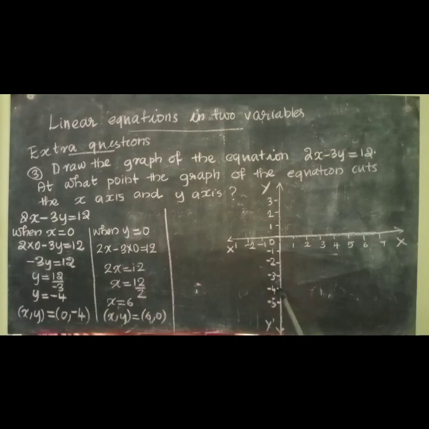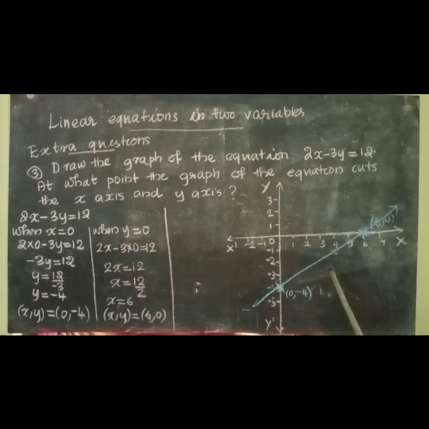This is the point minus 4 on the y-axis. So this is 0, minus 4. Next point is 6, 0. X coordinate 6 and y coordinate 0. So it is on the x-axis. This is the point 6, 0. So we have drawn the graph of the equation 2x minus 3y equal to 12.